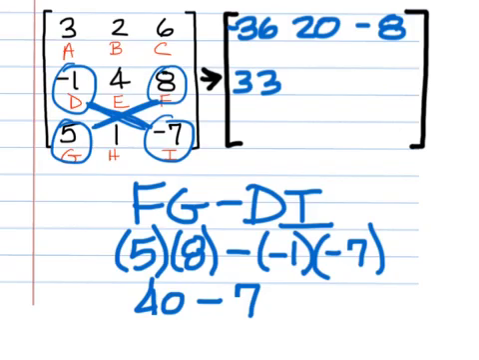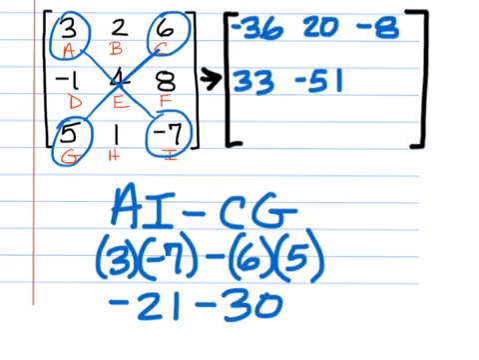In row 2, column 1, that's FG minus DI. That should be 5 times 8, and then minus a -1 times -7. That'll simplify to a 40 minus 7, which is 33. -51 in row 2, column 2, that comes from AI minus CG. You should have 3 times -7, and then minus 6 times 5. 3 times a -7 is -21, and then subtract 30. Negative 51.